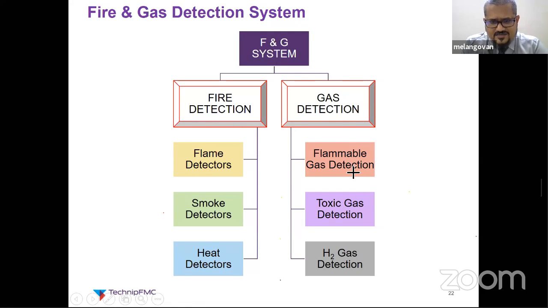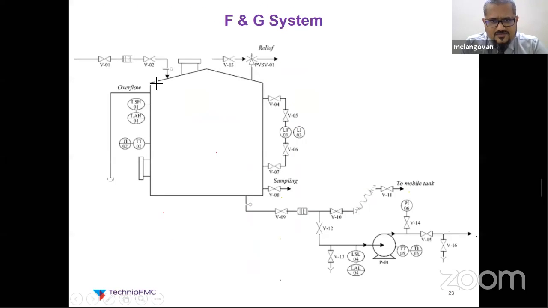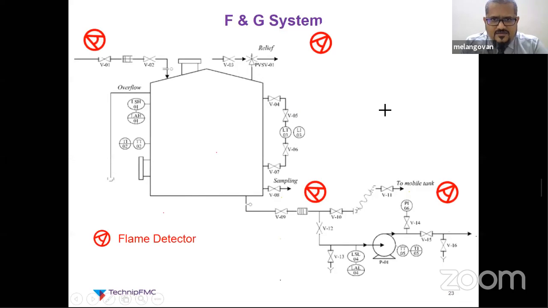And likewise for gas detection, we have flammable gas detection, toxic gas detection, and corrosive gas detection, or any specific gas detection we can implement. So now, how do we implement this into our system? We have this ready-for-construction plan. Now I am going to implement the detectors.